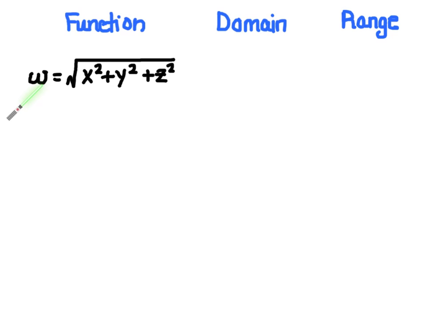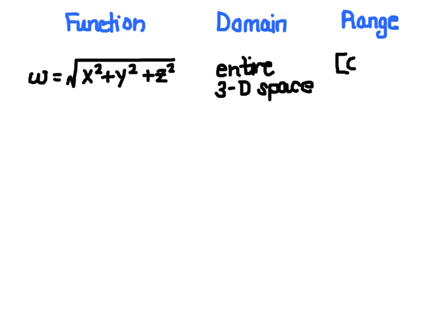Here we have a function w, which has 3 input variables. W is equal to the square root of x squared plus y squared plus z squared. In this case, the domain for this function is the entire 3-dimensional space, x, y, z. So it's the entire 3D space of x, y, z. And the range is that w can be all values, including 0, and up to positive infinity. And of course, we never include infinity.